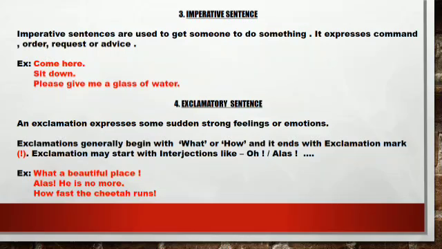So here are a few examples. You can find it like, what a beautiful place. Alas, he is no more. How fast the cheetah runs. So all these are examples of exclamatory sentences. I guess this much is clear. Now we are moving forward.